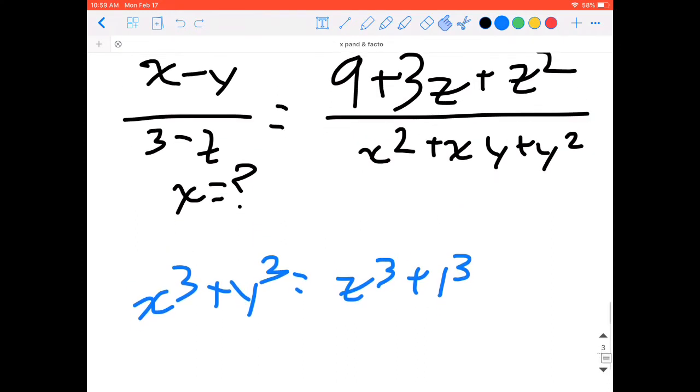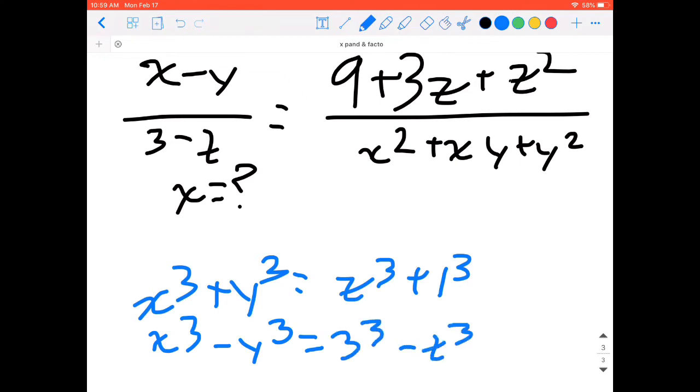And then with our second equation, we can effectively do the same thing. But this time, instead of sum of cubes, it's difference of cubes. So we've got x cubed minus y cubed equals 3 cubed minus z cubed.